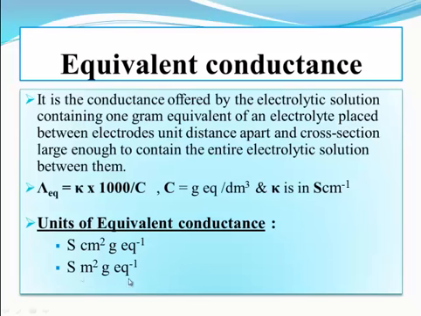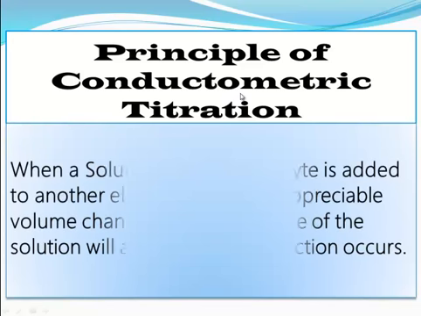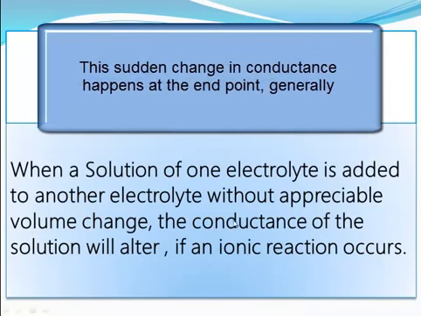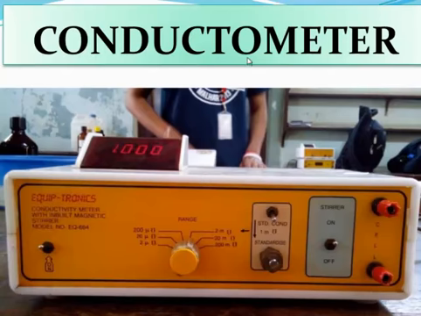Now, what is the principle of conductometric titration? When you mix two electrolytes and suppose there is an ionic reaction which happens, in that case there will be a sudden change in the conductance of the solution, and this change can be utilized to determine the end point of the titration. Now let's see how a conductometer looks, works, and what kind of probe is used in a conductometer.